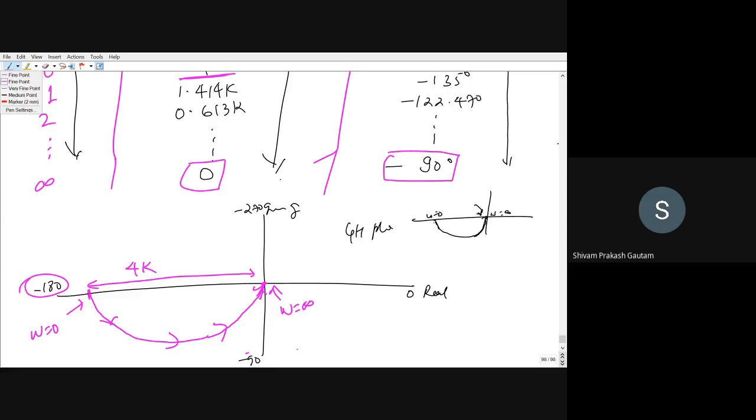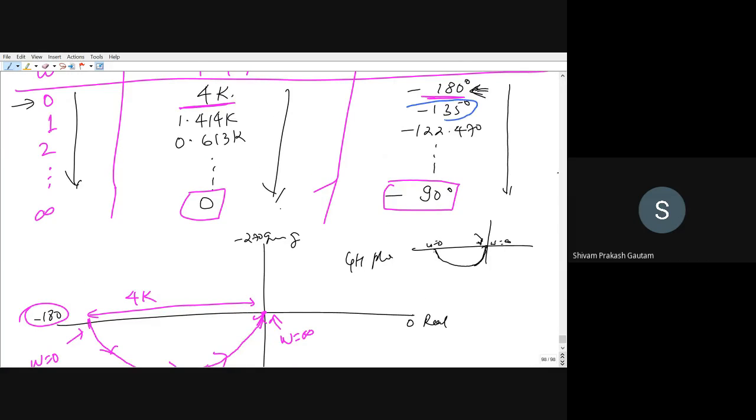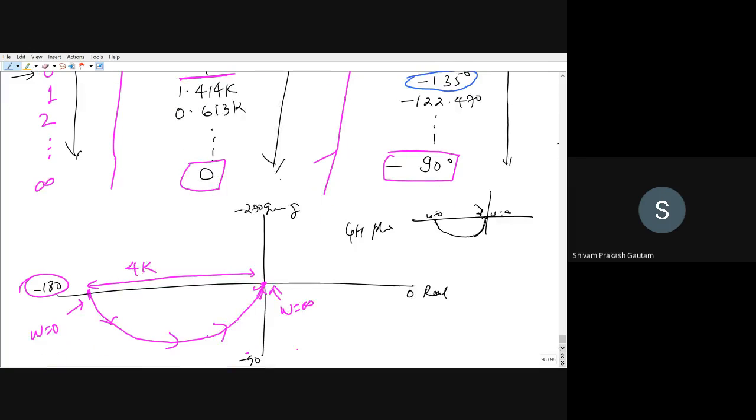Is it okay or not? You can also represent this minus 135 degree line. If it is minus 135 degree, how will it look like? It will look somewhat like this. That means this is the minus 135 degree angle.